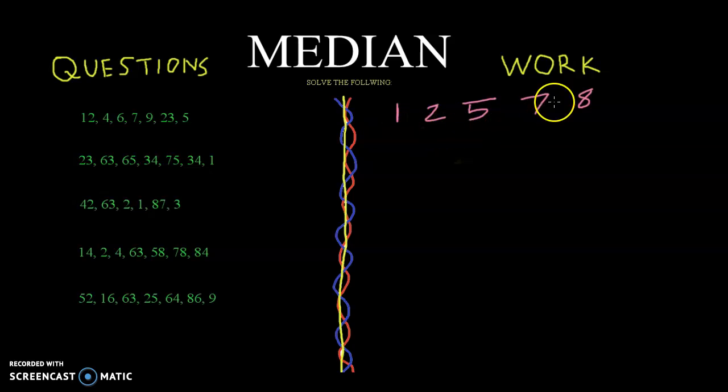So how many numbers are there? 5, right? And 5 only has one middle, right? And there are 2 to the side and 2 to the side. So then our median will be 5.